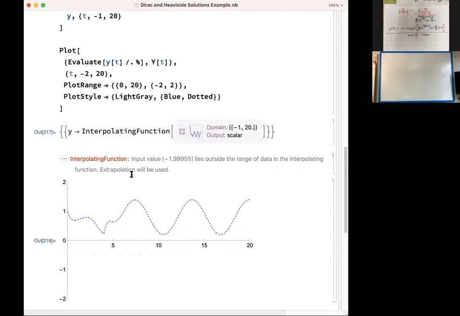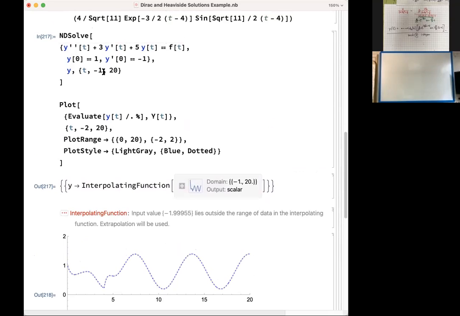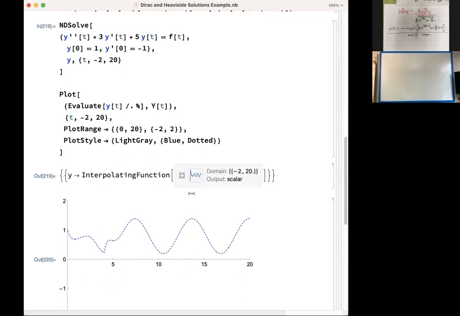Let's go back and decode this error. See, it says input value minus 1.995. See, something is going weird at minus 1.995. So if I just had done this minus 1 to 20. Oh, okay, so the numerical solver worked from minus 1 to 20, but I told it to graph from minus 2 to 20. And Mathematica is complaining that it doesn't have data there. Something is going wrong. So if I told the numerical solver to work from minus 2 to 20, would that fix the problem? Yes. Okay, but that's more information than you need.